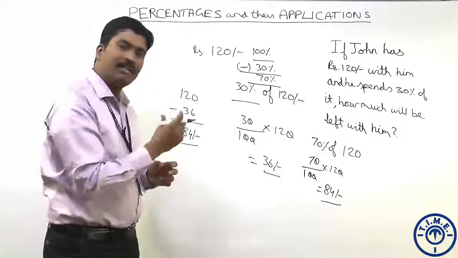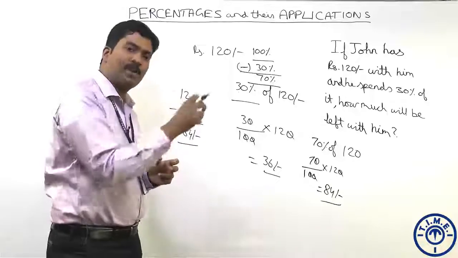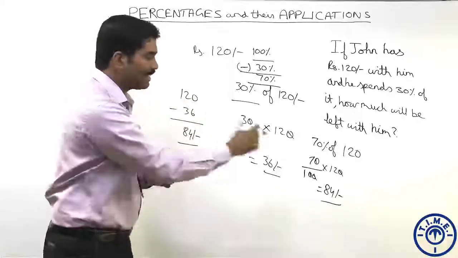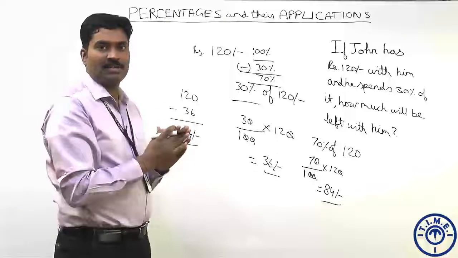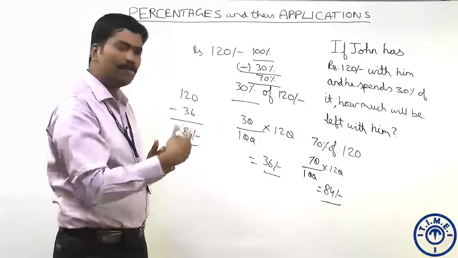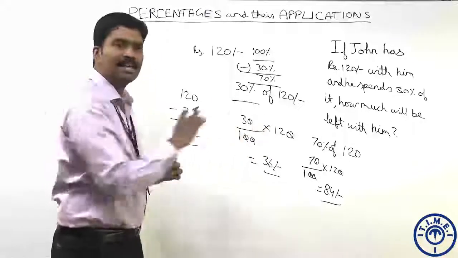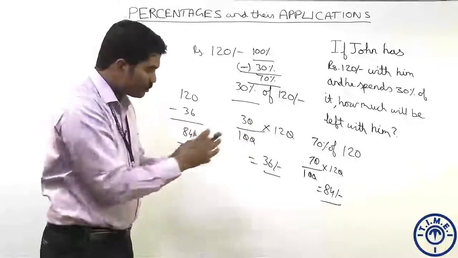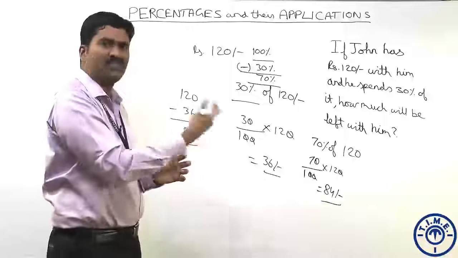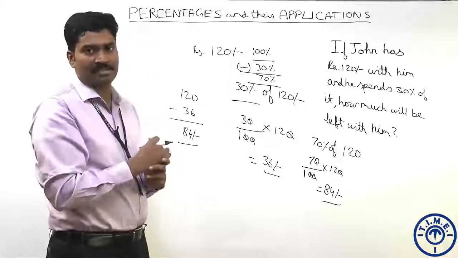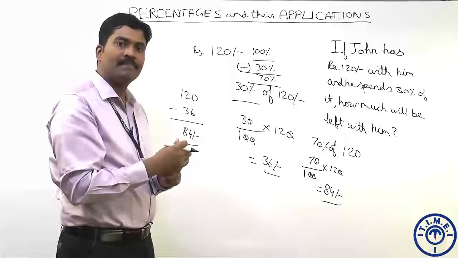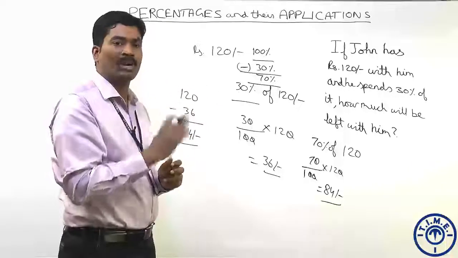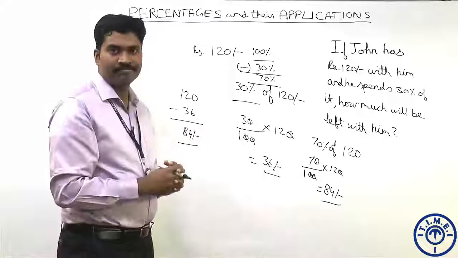Now, every time, instead of calculating the value spent, subtracting it and then getting the final value, we could also say, I started with 100%. If 30% is spent, I am left with 70%. I can directly calculate, right? That way we could get the answer much faster. It would only be one calculation. 70% of 120, which is 70 by 100, which is 7 by 10 into 120, we can calculate the 84.